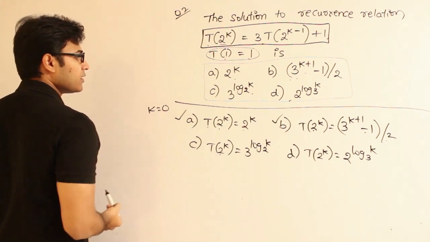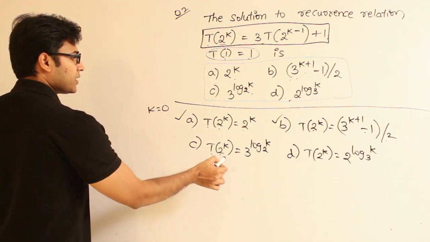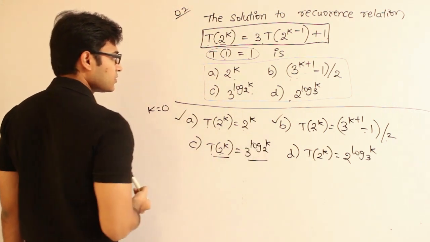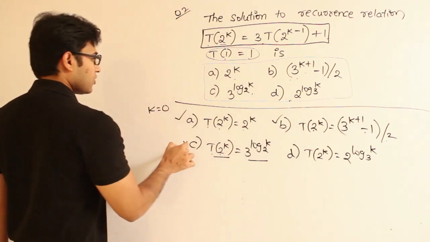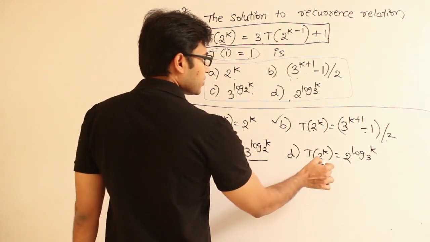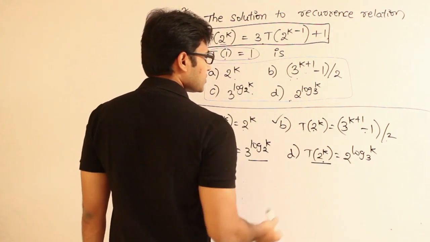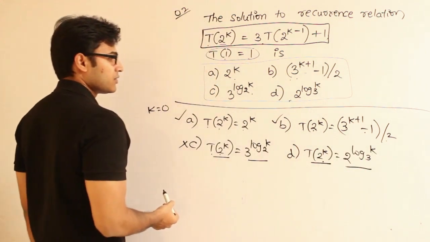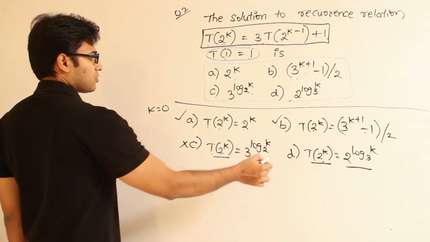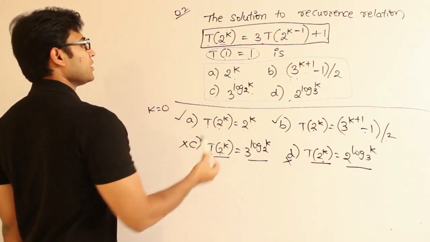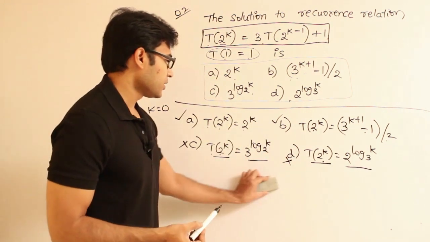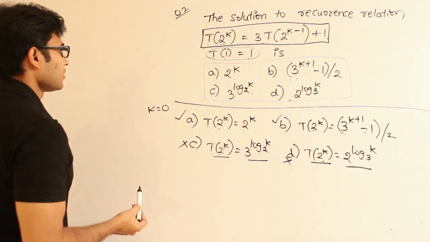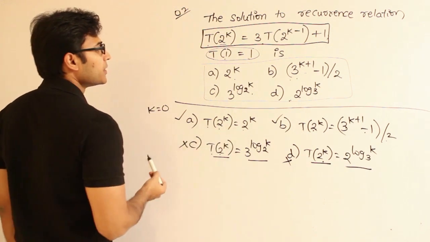Now if you try to put k equal to 0 here, then left hand side becomes T of 1, but the right hand side is invalid because log 0 is not defined, therefore it cannot be the answer. And if you try to put k equal to 0 here, left hand side becomes T of 1, but right hand side becomes invalid because log 0 is not defined, so not possible. Now what about A and B? Now we can put A and B. So let's try A and B here. One of them has to be eliminated.